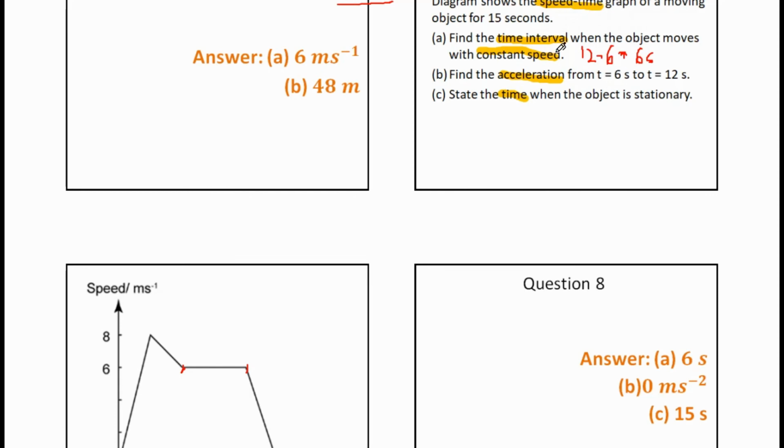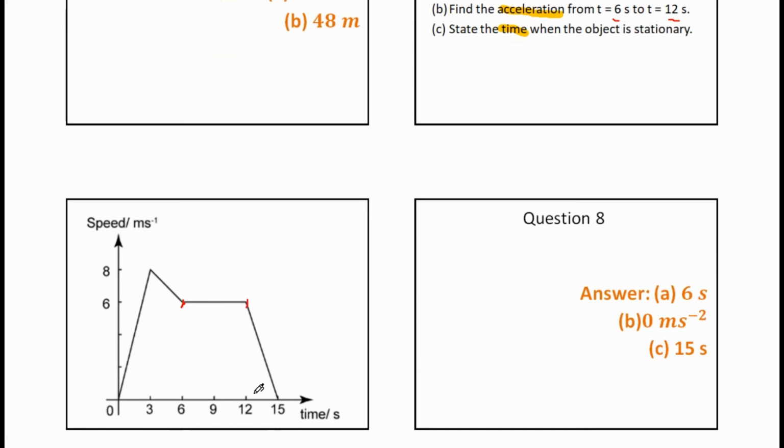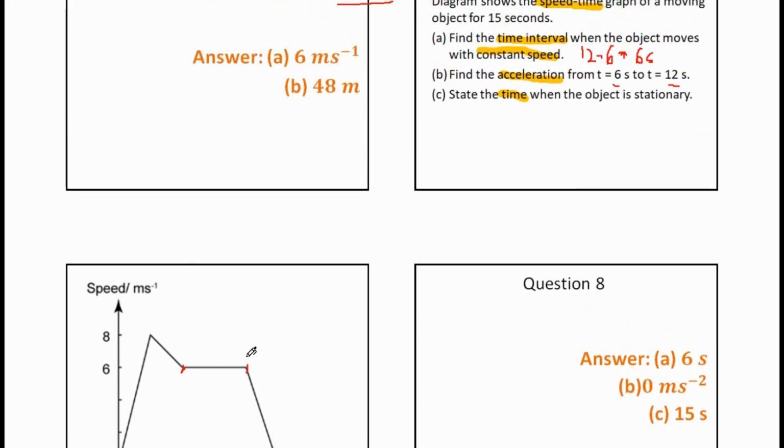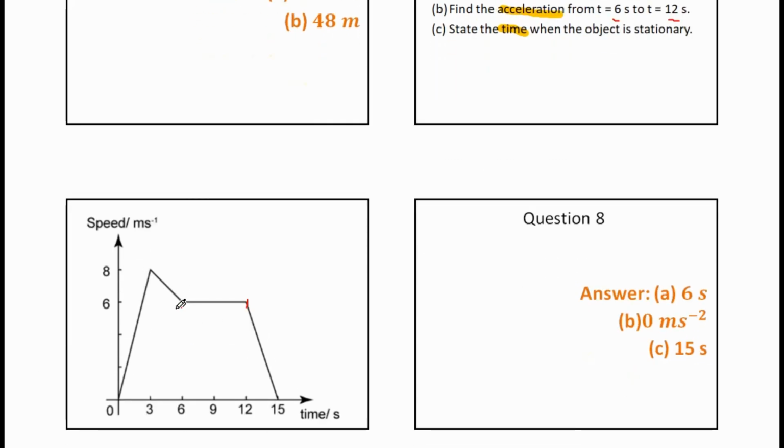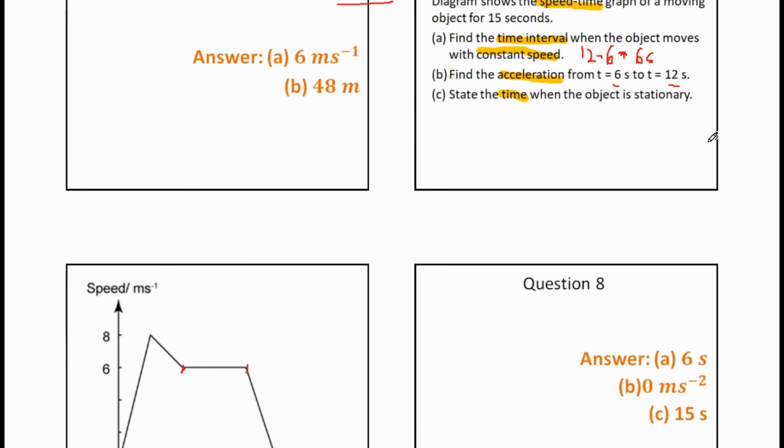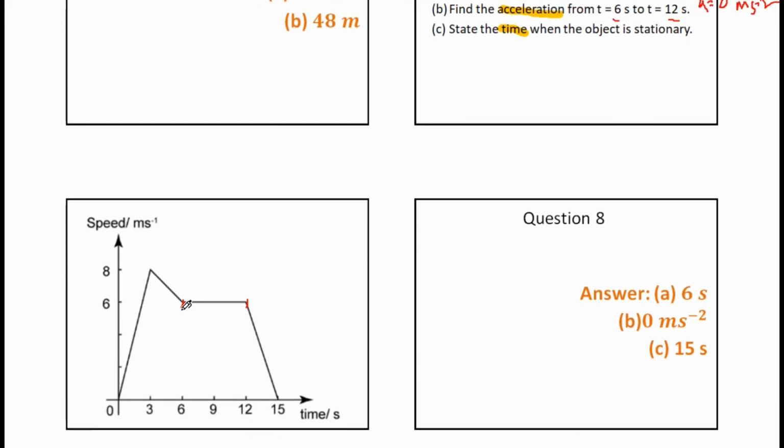B, find the acceleration from t equals 6 to t equals 12. To find the acceleration from a speed against time graph, we have to find the gradient. So this is a flat line. Acceleration equals 0. You can just write it down, 0. Or if you do not know this, then you can find it.